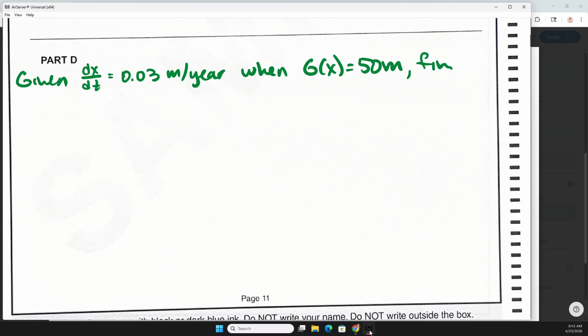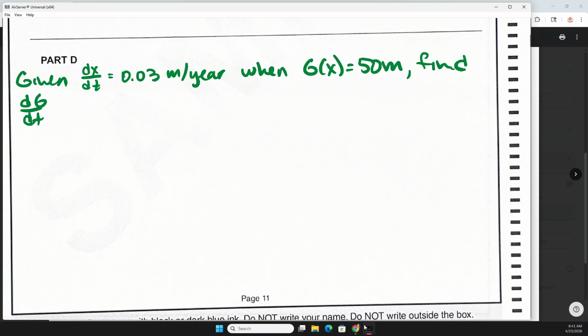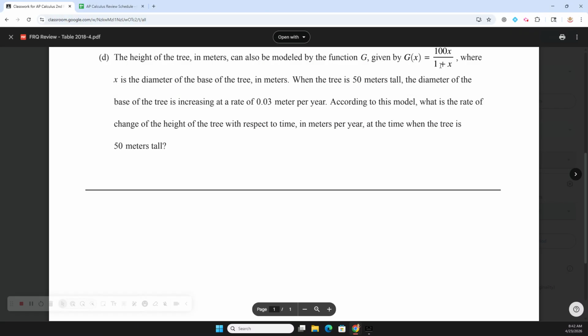We want to find dg dt, so how fast or the rate of change of the height of the tree is dg dt when g is 50 meters. Okay, and so to find dg dt, I'm going to take g, which is this function, and find its derivative with respect to time.